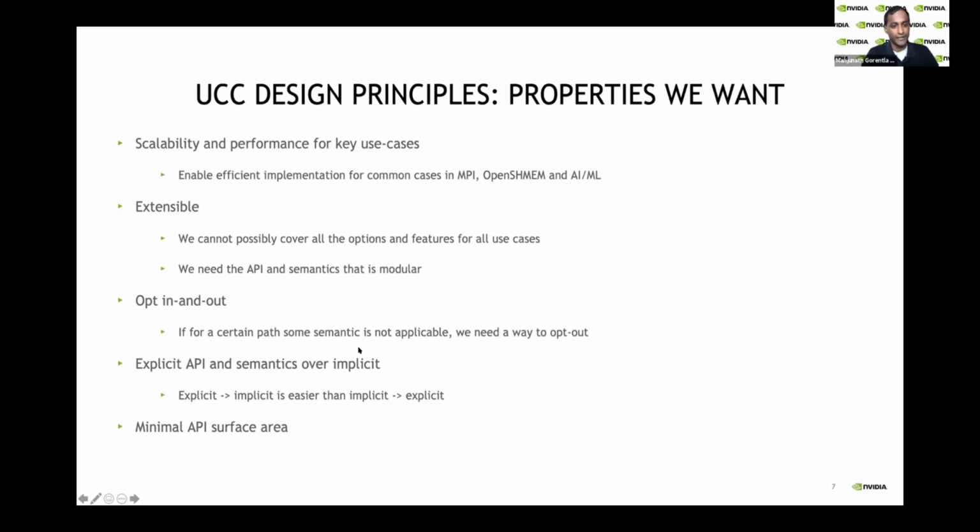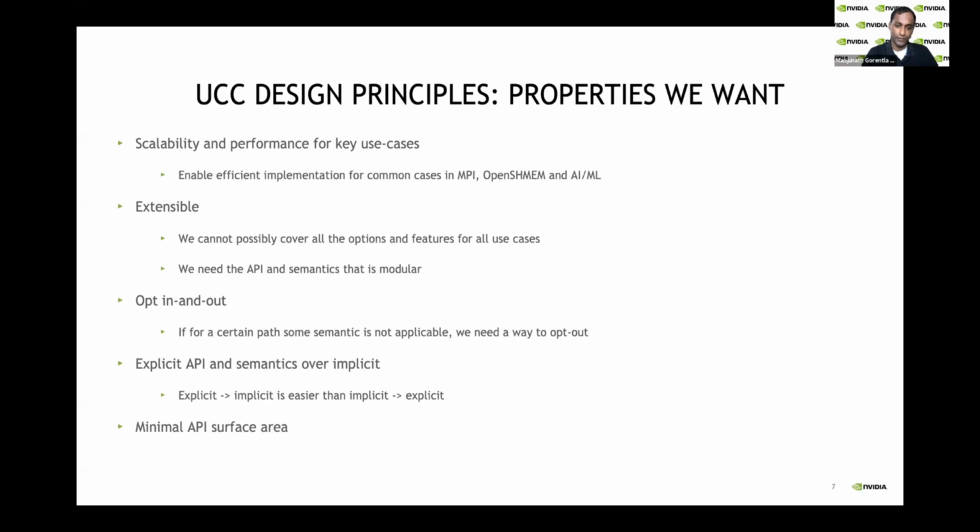Extensible. Here, extensible: we had so many requirements. We were sure that we possibly would not cover all of the options and features that we needed for all use cases. So we have to keep our API and semantics pretty modular so that you can extend it. And then opt-in and opt-out. What I mean by that is there are many use cases we wanted to support. There are use cases that require certain functionality and certain use cases that don't require it. So we wanted to provide a mechanism so that you can opt in and opt out of a certain functionality.